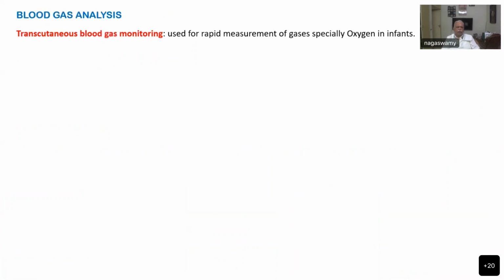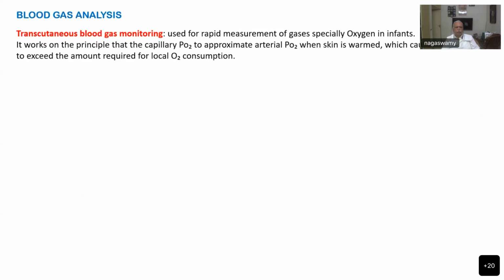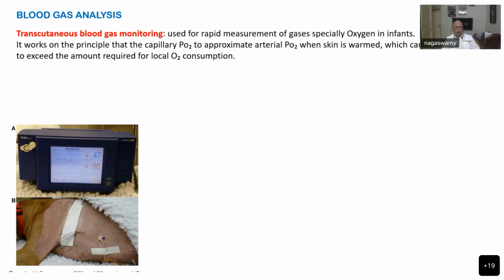Next comes blood gas analysis. It's also part of respiratory monitoring. Transcutaneous blood gas monitoring is used for rapid measurement of gases, especially of oxygen in infants. It works on the principle of the capillary PO2 approximating the arterial PO2 when skin is warm, which causes blood flow to exceed the amount required for local oxygen consumption. And this is how transcutaneous blood gas monitoring in an infant is attached, and you get a display here.